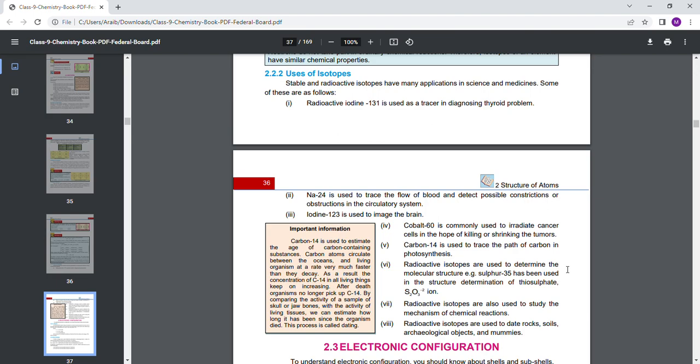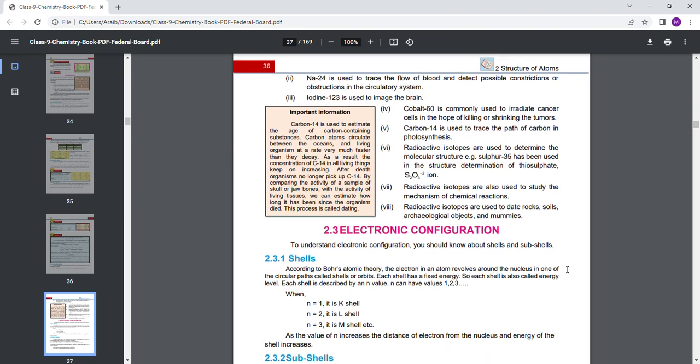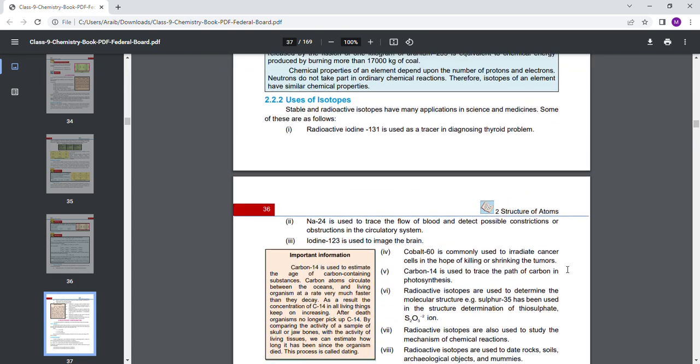So this is for today. I don't want to make this lecture too long. The next topic, electronic configuration, we will cover in the next lecture.